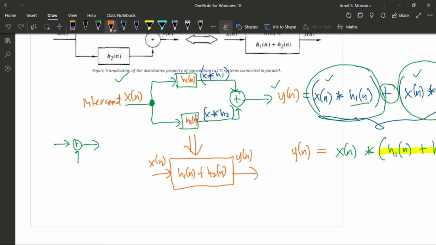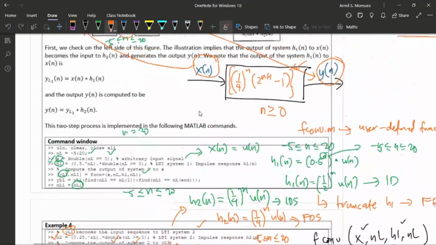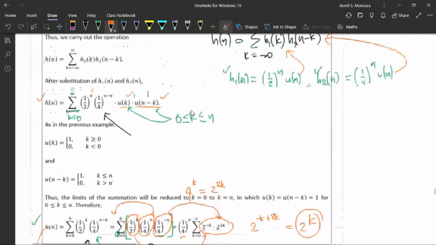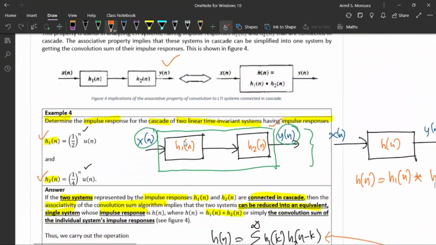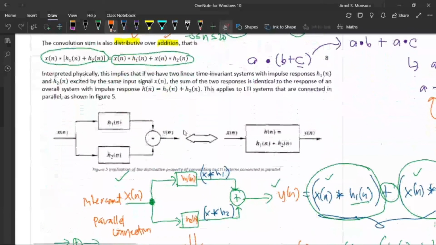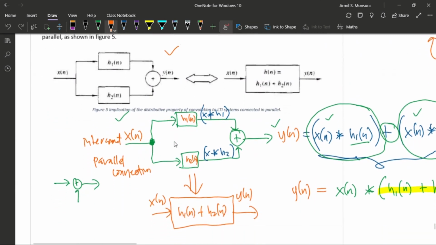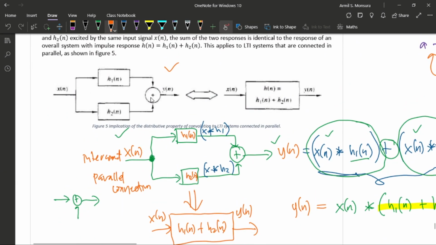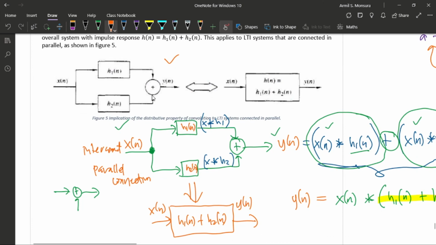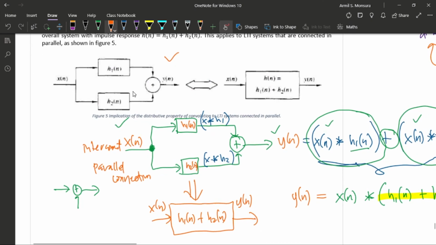By the way, we call this interconnection a parallel connection. So, we call this configuration of interconnected system a parallel connection. So, this is cascade, while this is parallel. Take note, ang mga systems that are connected in parallel utilize a signal adder.